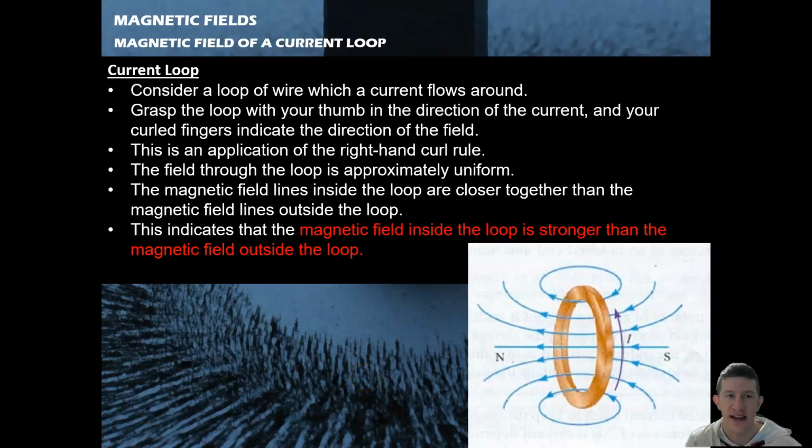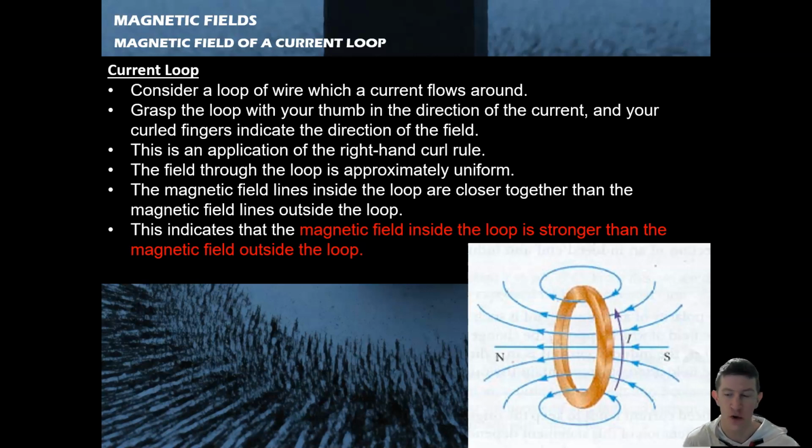Now if we consider the magnetic field of a current loop, consider a loop of wire in which current is flowing around. So it's going around and round in circles in a loop. If you were to grasp the loop with your thumb pointing in the direction of the current, your curled fingers would indicate the direction of the field within that loop. This is another application of the right-hand curl rule.